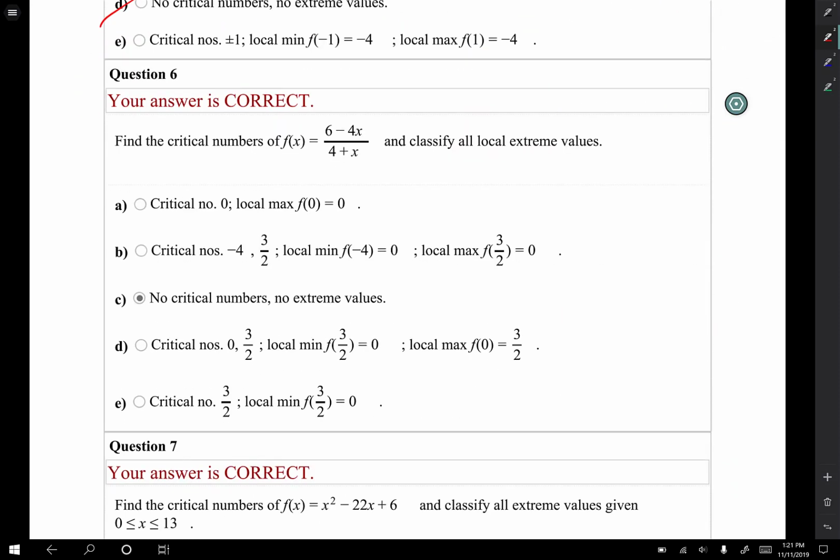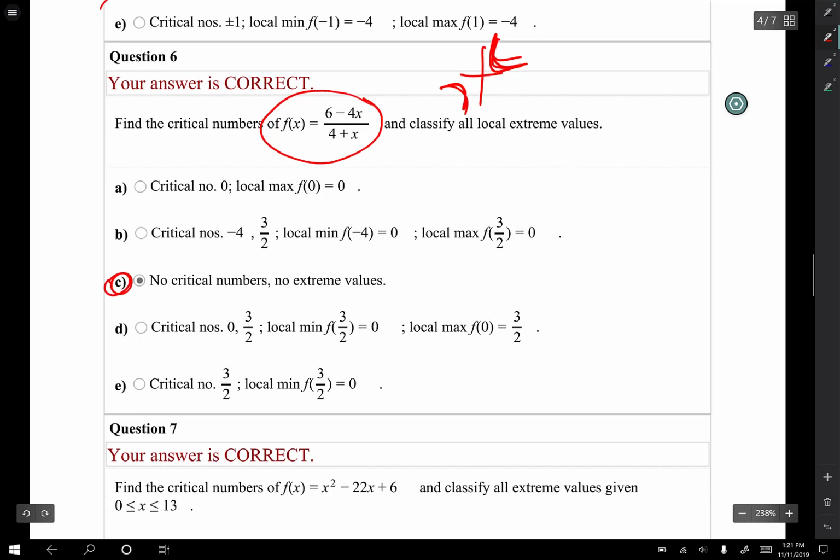Find critical numbers and classify local extreme values. You can actually do this without calculus, guys. This is just a rational function, so it looks something like this. So there are no critical numbers. That's just without calculus. But if you want to use calculus, let's take a derivative.